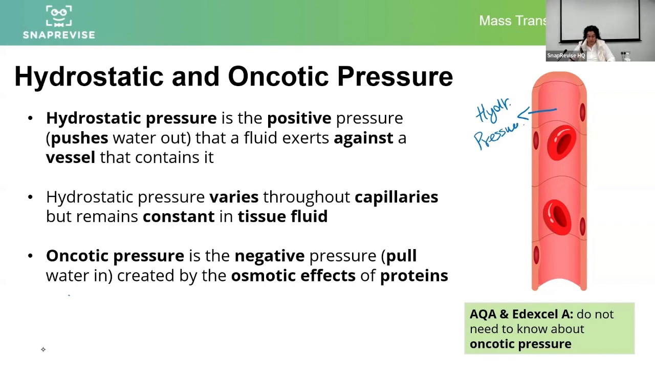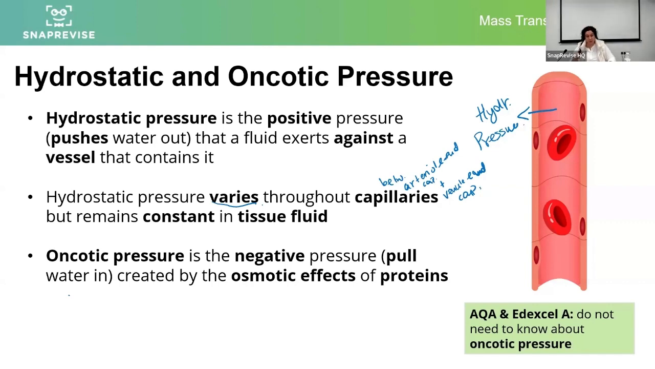Because capillaries will have a higher hydrostatic pressure on the arterial end, because the blood that came to the capillaries at the arterial end came from higher pressure arteries and arterioles, whereas the capillaries at the venous end are taking in blood at much lower hydrostatic pressure. So that's why we say that it varies between capillaries, basically between arterial capillaries and venous capillaries.